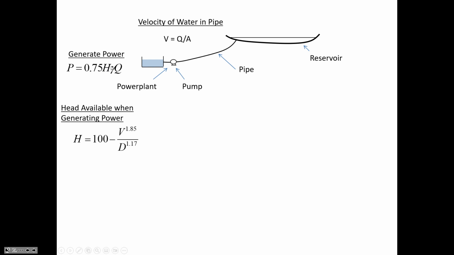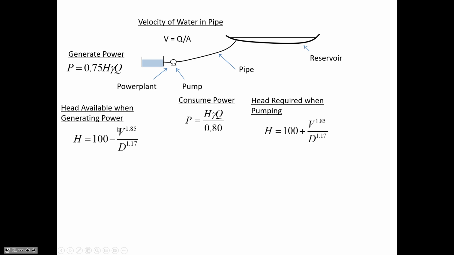This term H, which is the head that's available, you can think of it as the energy that's in the water. It's affected by friction through the pipe, which I already mentioned: when the water goes through the pipe, some of the energy is lost because there's a resistance to fluid movement through the pipe. And the resistance to the fluid movement is dependent on the velocity of the water and the diameter of the pipe. So this empirical formula here just tells you how much head is available when you're generating power. And you also are going to have to buy the electricity to get the water up to the elevated reservoir.